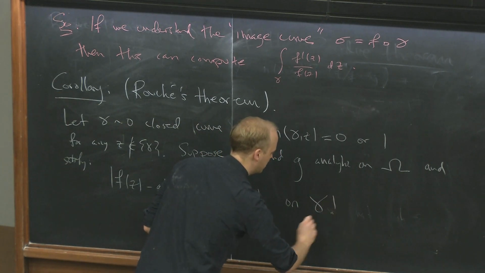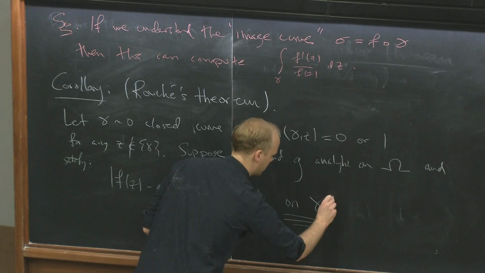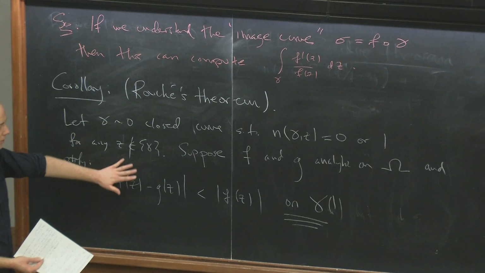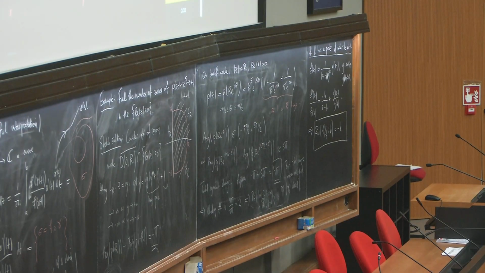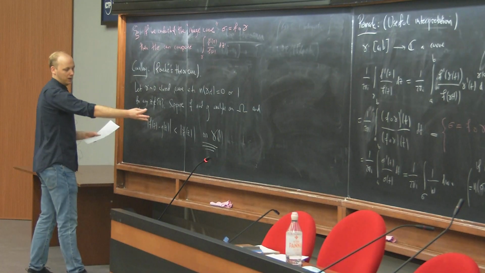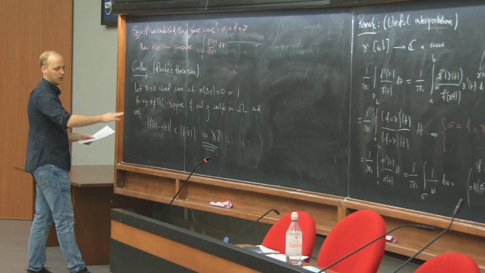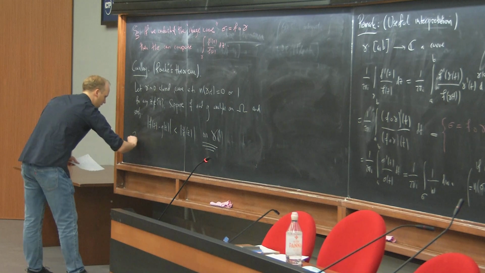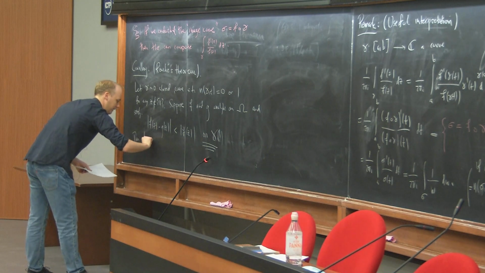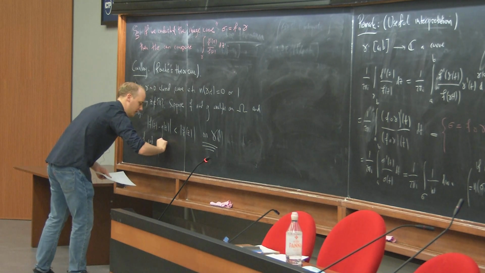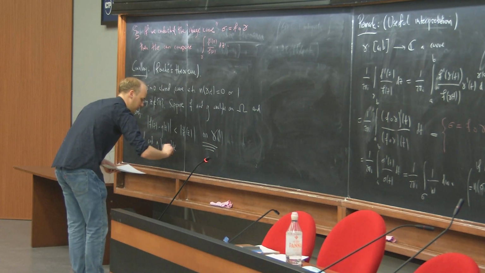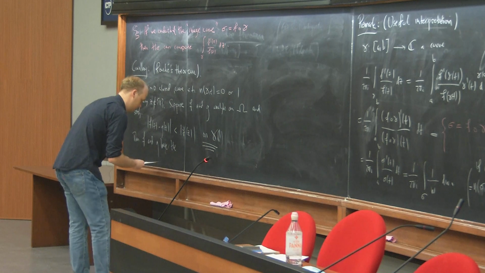So this should be true on gamma, okay? So not everywhere, but just on the curve. So typically gamma might be a disk, and you want to then have this estimate on the boundary of a disk. And then the conclusion is that f and g have the same number of zeros inside gamma.